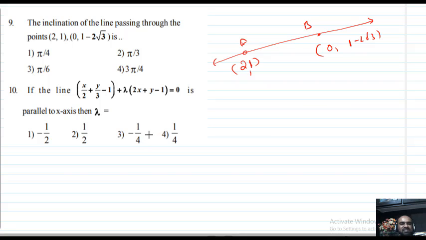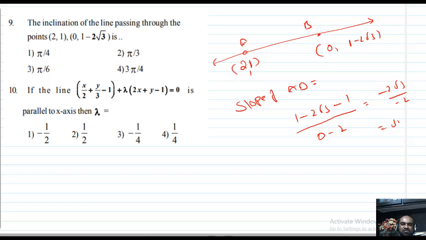Directly you can't find inclination. First of all, you want to find its slope. By using slope, you can find its inclination. Slope of AB equals (y2 minus y1) by (x2 minus x1), that is (1 minus 2 root 3 minus 1) by (0 minus 2). That is equal to minus 2 root 3 by minus 2, that is equal to root 3.